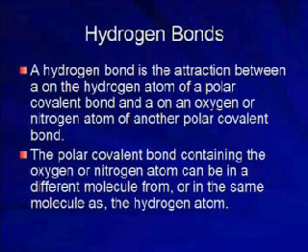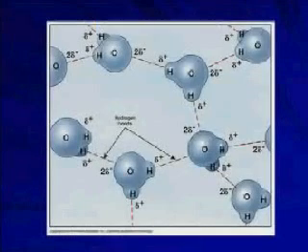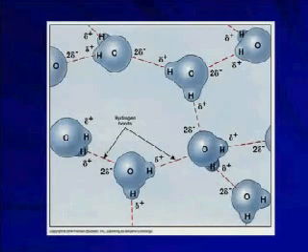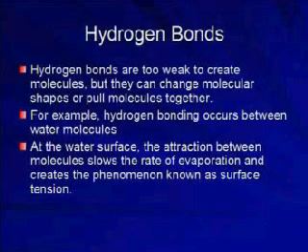The polar covalent bonds containing the oxygen or the nitrogen atom can be in a different molecule from, or in the same molecule as, the hydrogen atom. Here's an illustration depicting the hydrogen bond. The hydrogen bond is too weak to create molecules, but it can change the molecular shape or pull molecules together. The example given is hydrogen bonding between water molecules.